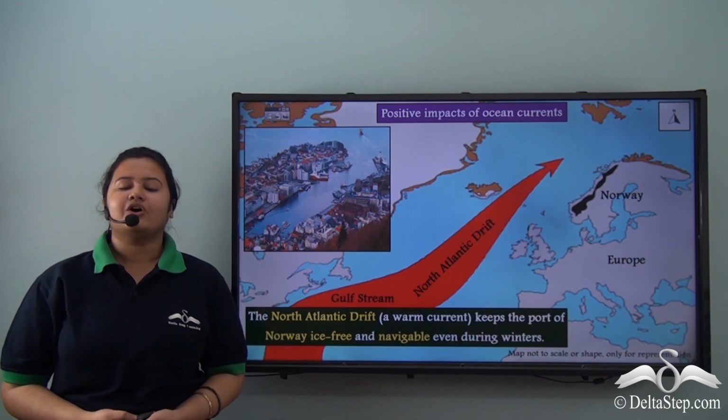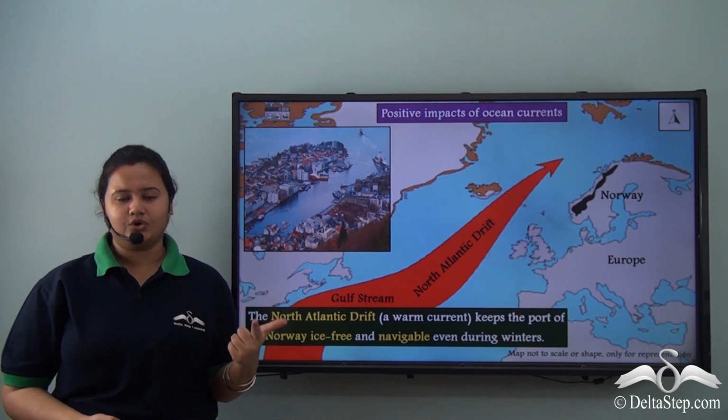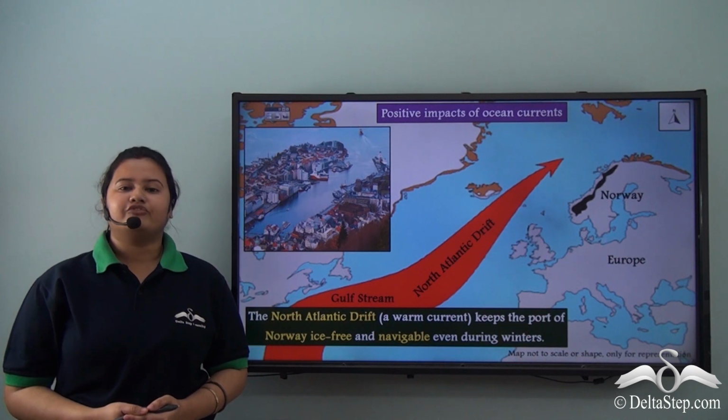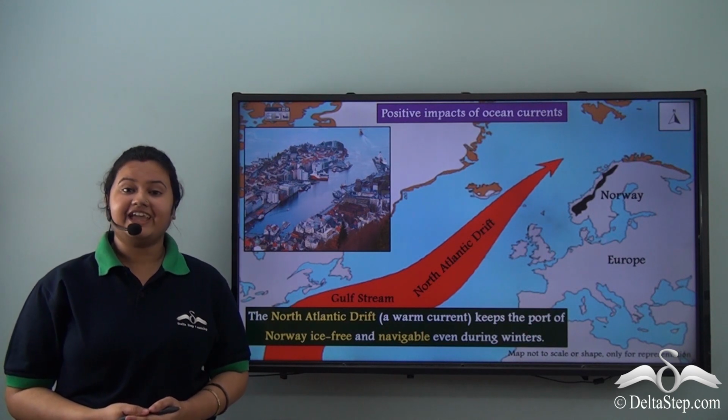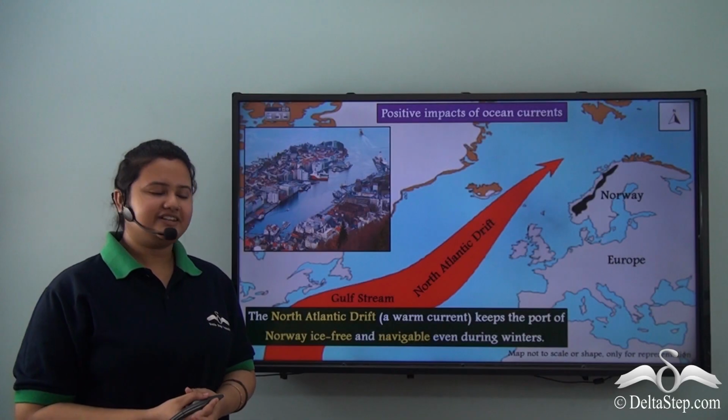We know ocean currents are of two types, warm ocean currents and cold ocean currents. When a warm current flows across a region, it heats the region, and cold currents have a cooling effect on the region. Now look at this map.